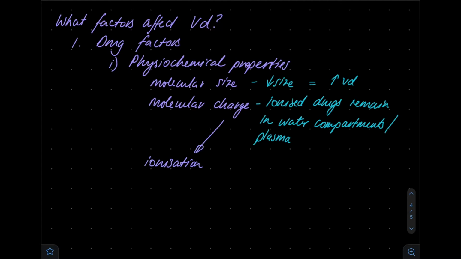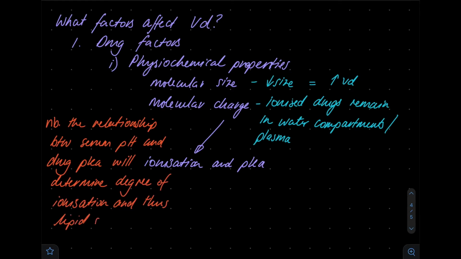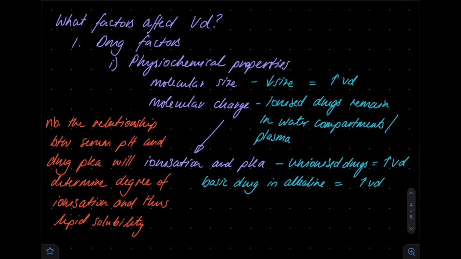Related to molecular charge is drug ionization and pKa. It's important to note that the relationship between serum pH and drug pKa will determine the degree of drug ionization, and this will impact lipid solubility. For example, a basic drug in an alkaline solution will have a higher volume of distribution because this drug will be more unionized. Similarly, an acidic drug in an acidic solution will have a higher volume of distribution.